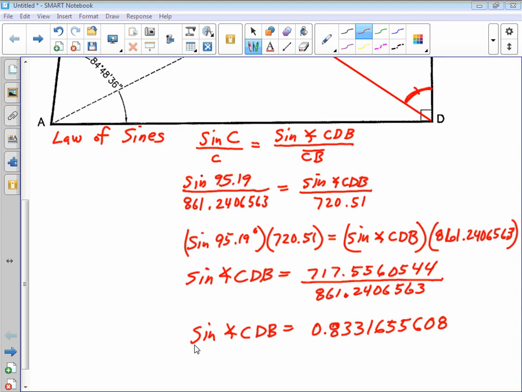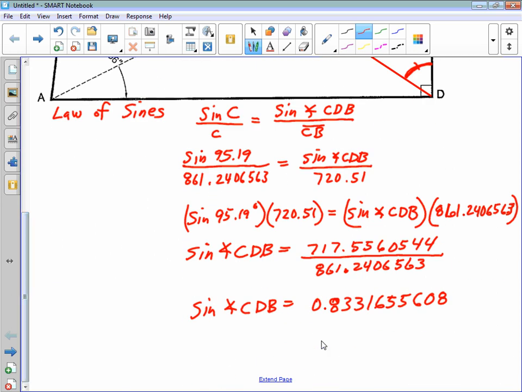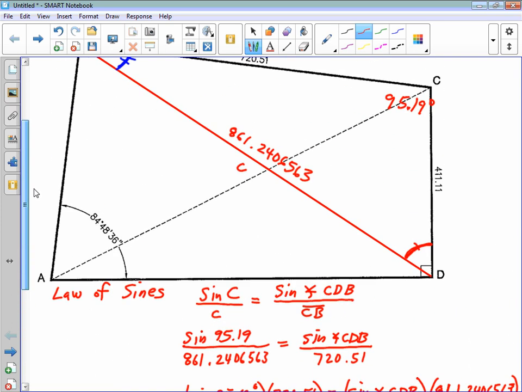And then when I did, I got the sine of angle CDB, which recall was up here, angle CDB. I got the sine of angle CDB equals 0.833165568. And again, just leave that in your calculator. You don't have to write it out. So a lot of people right here kind of panic because this doesn't look very friendly. But this, remember, is just a ratio. This is not an angle yet. It's just a ratio of side lengths.